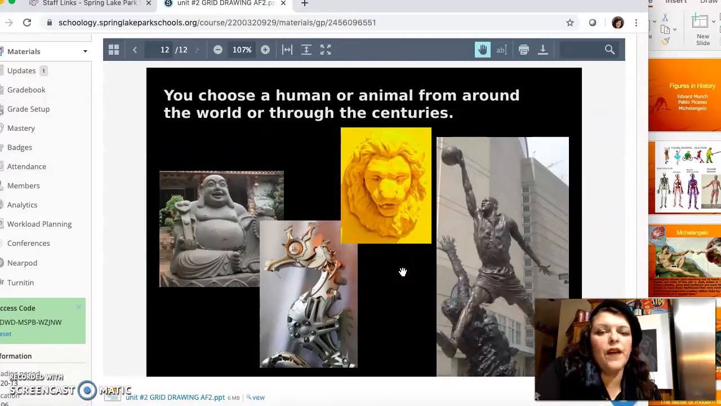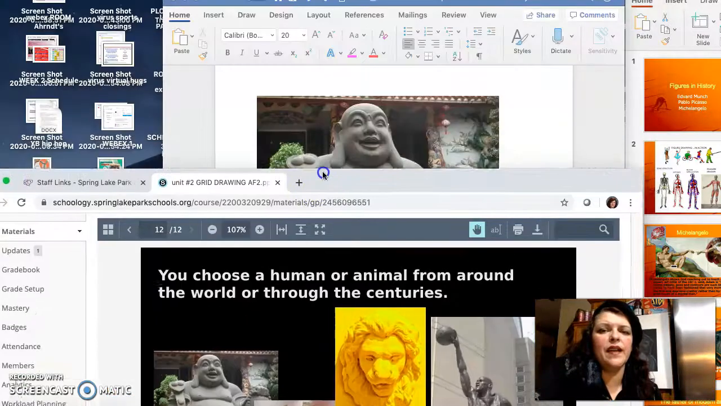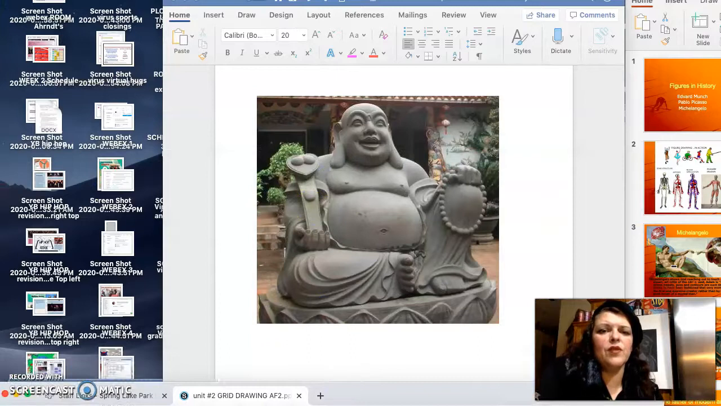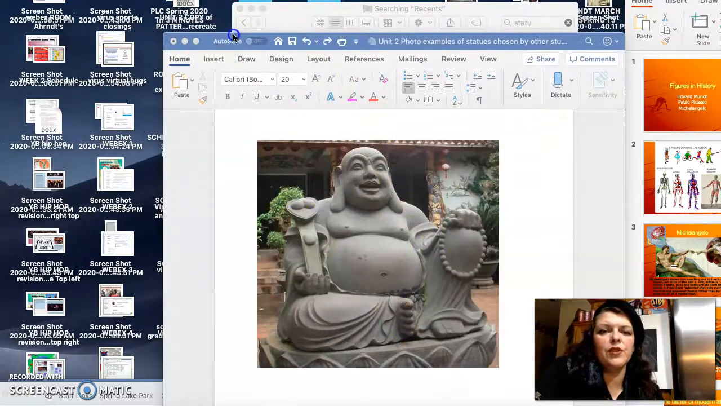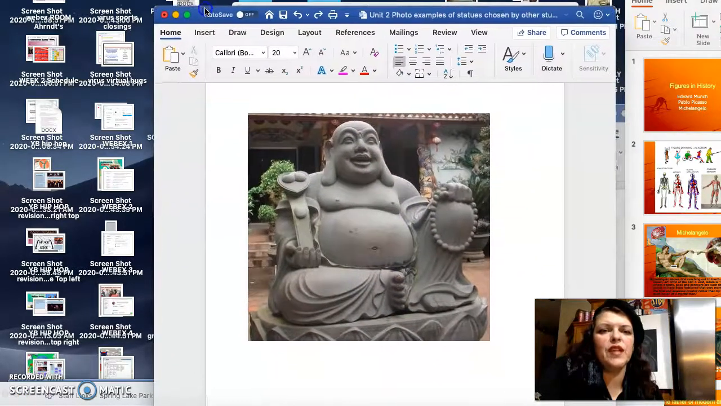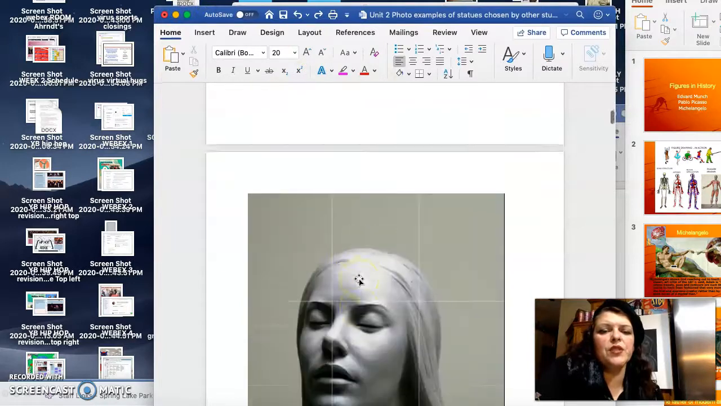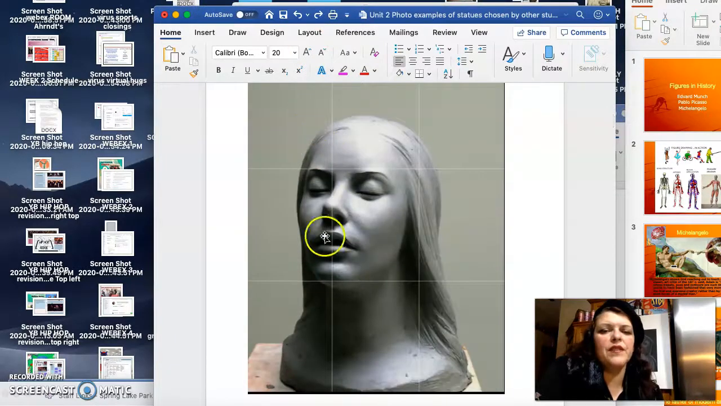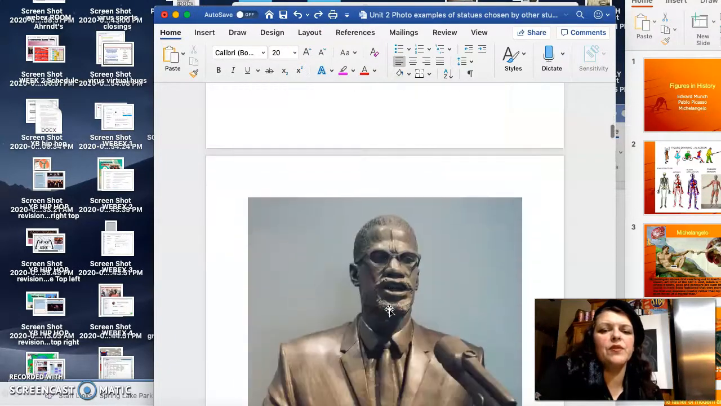So finally, choose any human or animal from around the world through the centuries, and you can decide on which one you want to do, okay? If I drag this down, this is also a document in that Unit 2 folder. It's titled, let me give you the title, Unit 2 Photo Examples of Statues. So these were statues that were chosen by other artists. This is what an iPad grid gives you.